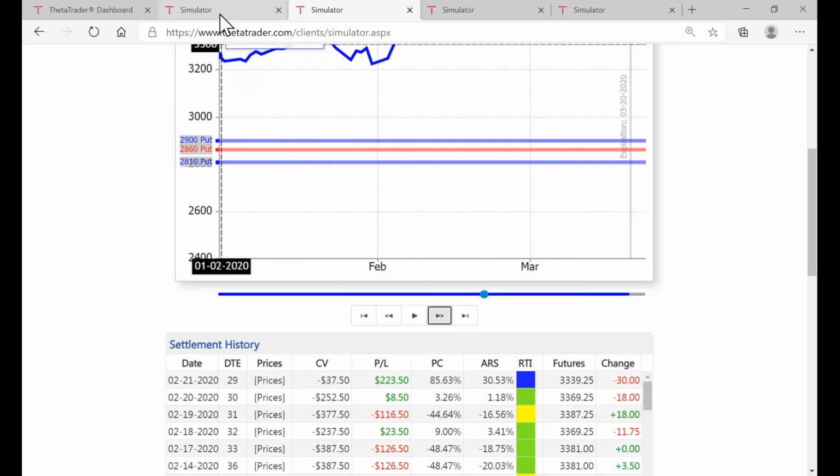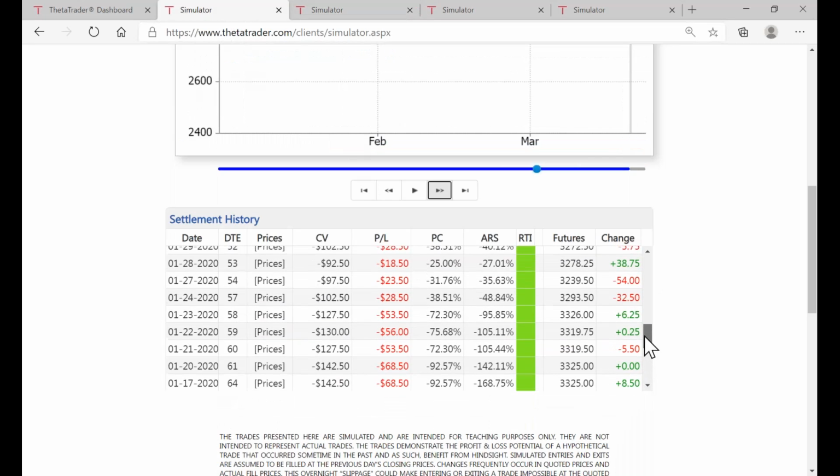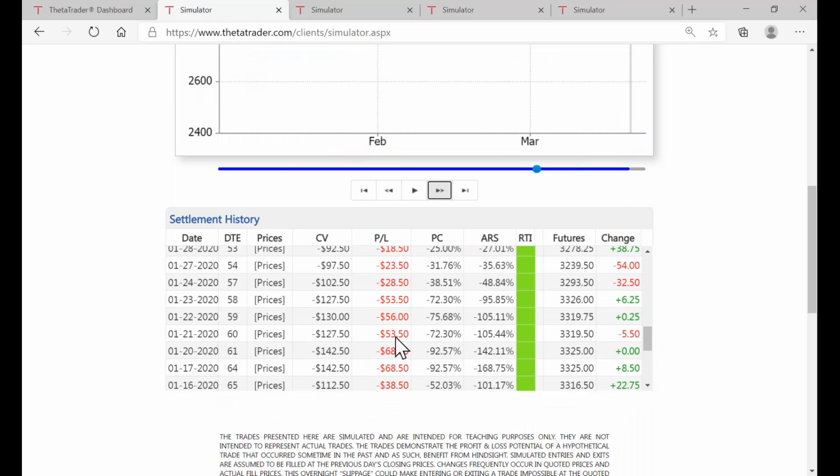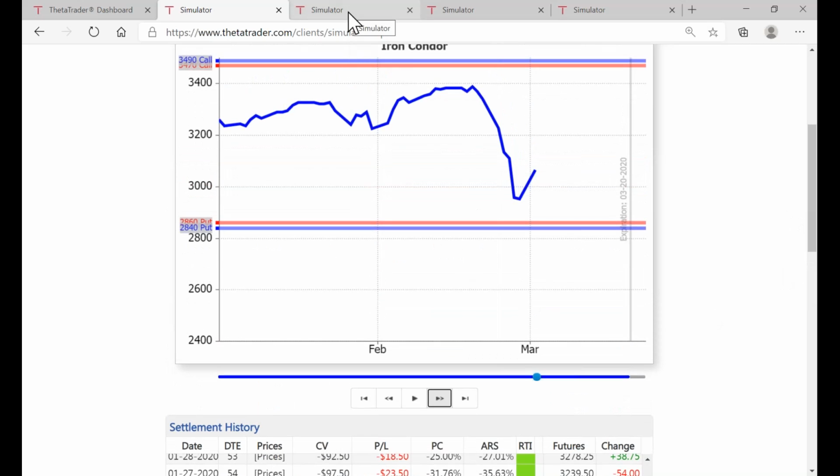And look at the difference here. So this is on February 21st, and we're looking at the condor on February 21st. It was still negative. It had not matured enough to even become profitable yet. Okay, so that is a real big key difference between a condor and a dragonfly.